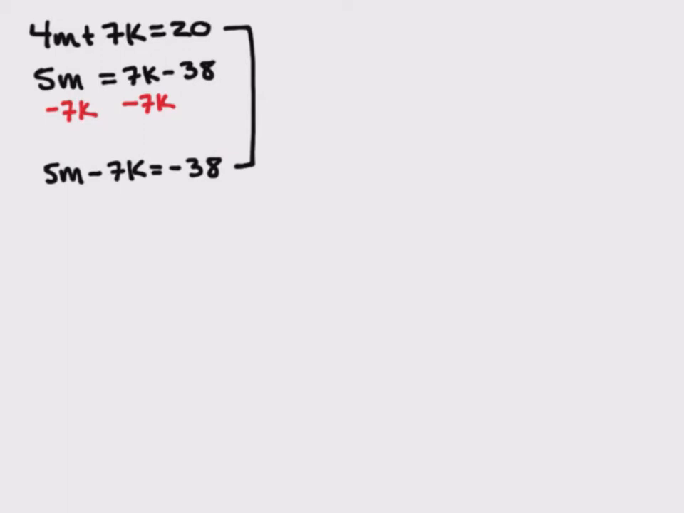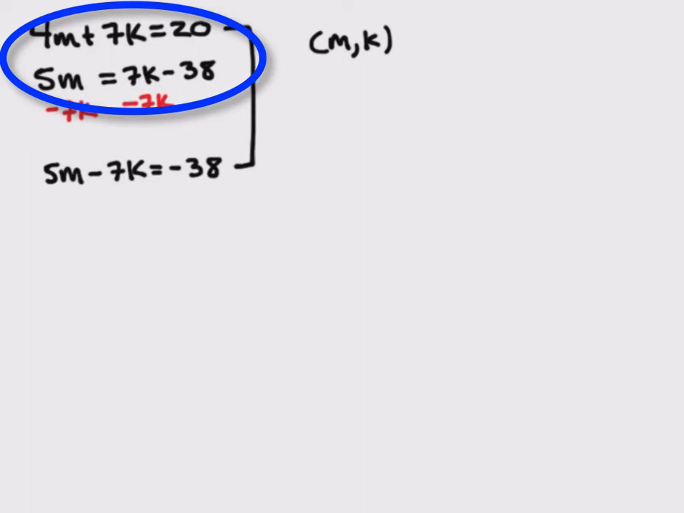Well, take a look. It looks like we have a 7k in one of our equations and a -7k in the other. If we could somehow add those together, they would add to 0, which would be really nice because maybe we could come up with an equation involving just one variable, namely k. So once again, we're going to assume that there's an ordered pair, m comma k, that makes both of these equations true at the same time. So that is, we're going to assume that both of these are true.